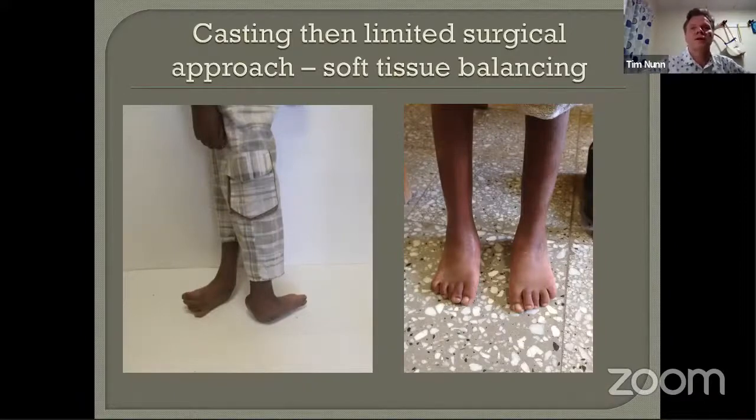We've been managing these cases, as I said, up to the age of 10 years with serial manipulation and casting, and then a surgical approach, which is limited and requires a posterior Achilles tendon lengthening, followed by tibialis anterior tendon transfer at the end, once adequate dorsiflexion has been achieved.